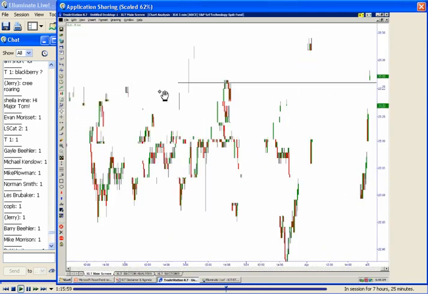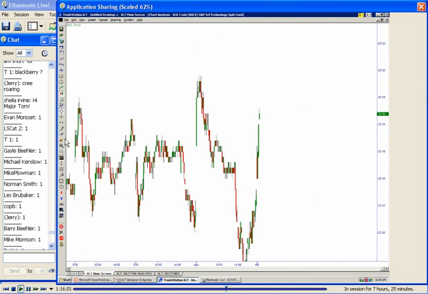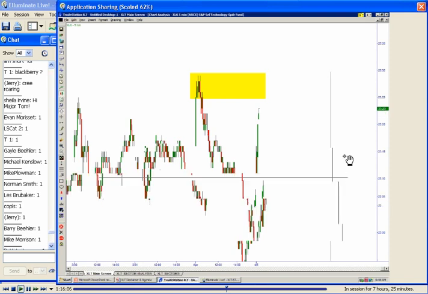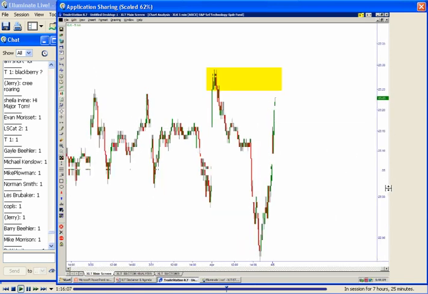How do we do here? Okay, so we came up, we're up into our supply zone up in here, getting close to it. Okay, so we're getting very close to it.